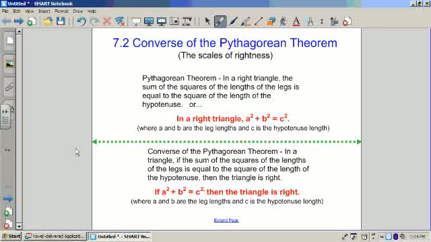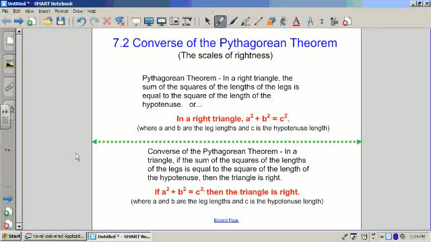What I want to do is remind you of the Pythagorean theorem and explain what the converse of the Pythagorean theorem is. I'll give you a few examples based upon what I call the scales of rightness, an easy way to solve problems involving the converse of the Pythagorean theorem. I want to give you a quick proof of the Pythagorean theorem, and then let you try some examples on your own.